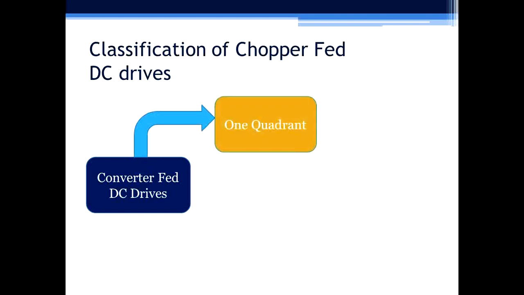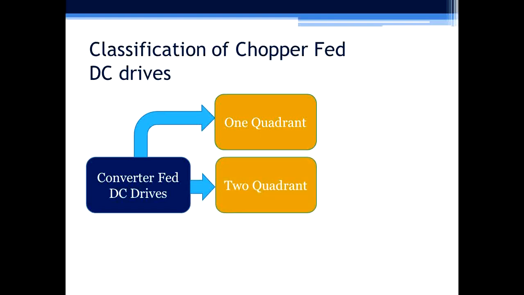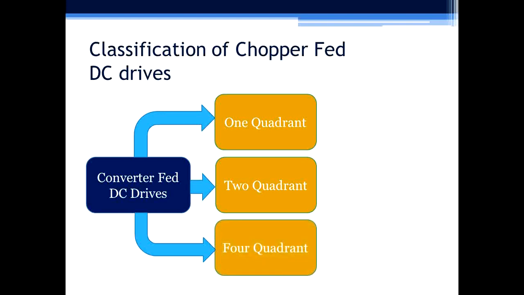Now let us understand the classification of chopper fed drives. Chopper fed drives are classified into one quadrant, that is the class A chopper, which offers us one quadrant operation; two quadrant, that is class C and class D; and four quadrant, where we can have a four quadrant chopper, also called a multi quadrant chopper. So in this lecture we took an overview of DC motor drives and the classification of DC motor drives. We understood what one quadrant, two quadrant and four quadrant operation mean. In upcoming lectures we will be starting with semi converter fed drives. Thank you.